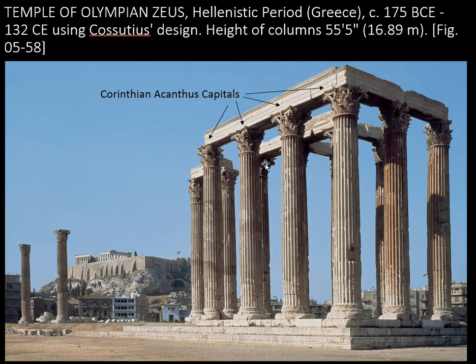This example of a Corinthian order temple is a temple dedicated to Zeus, of course, the king of the gods. It was located at the foot of the Acropolis in Athens, and it was actually built over the foundations of an earlier Doric temple. Besides the fact that it is this new Corinthian order, the biggest thing about this temple is that it was absolutely massive. Each of these columns is almost 55.5 feet tall.